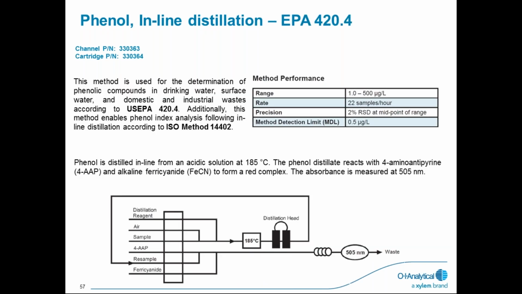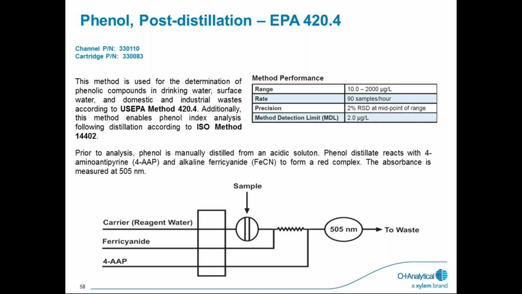We have the phenol inline distillation following EPA method 420.4. With inline distillation, we also provide the distillation module with this apparatus and setup, so it can be done also by ISO method 14402. We have phenol post-distillation, where a distillation step is performed and then run through the analyzer.